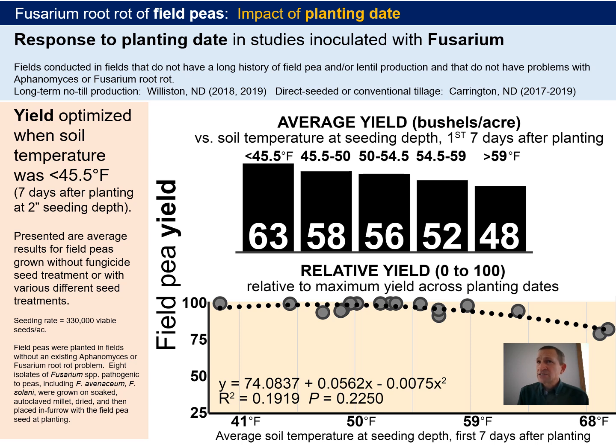And that goes back to my initial point. My initial point was that if you have severe Aphanomyces and Fusarium root rot pressure, then planting date becomes a critical parameter for ensuring that you optimize your yield potential in your peas. If you have lower root rot pressure, now you have more flexibility on your planting date.